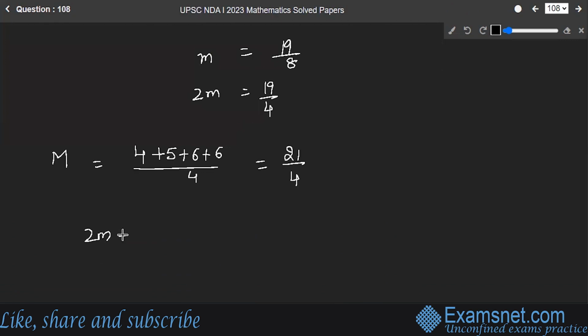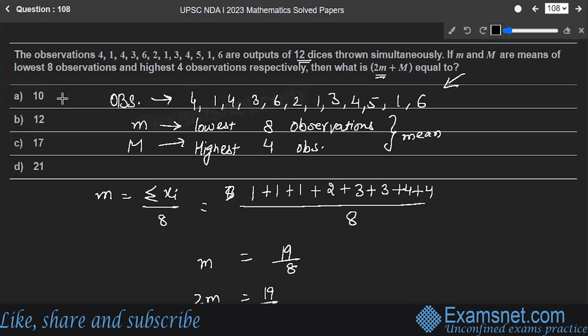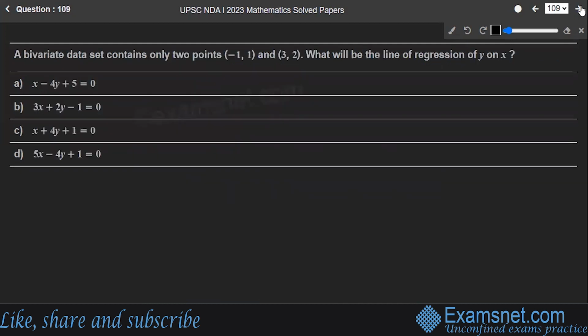So let's add 2 small m plus capital M, which is equal to 19 by 4 plus 21 by 4. That is equal to 40 by 4. That is 10. Right? So we have option A as the correct answer. Hope you understood this. Let's move to the next question, number 109.